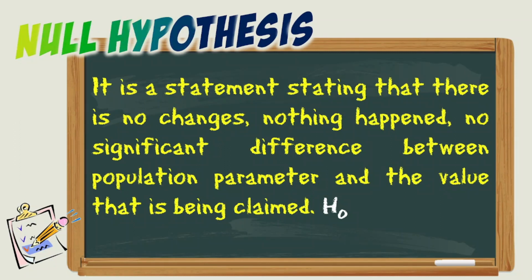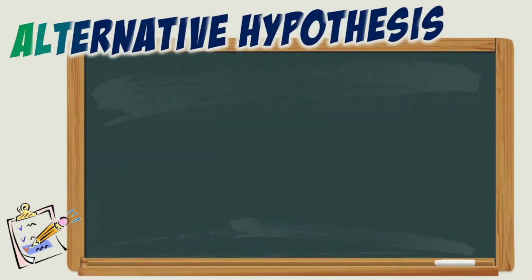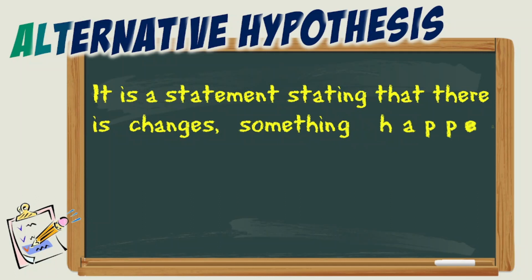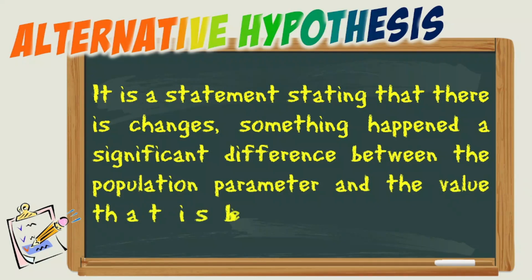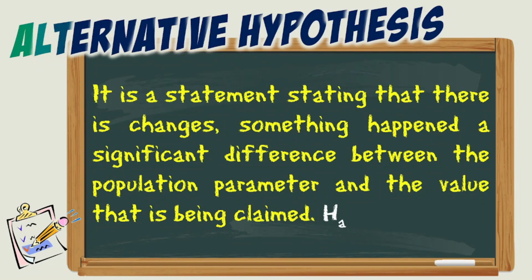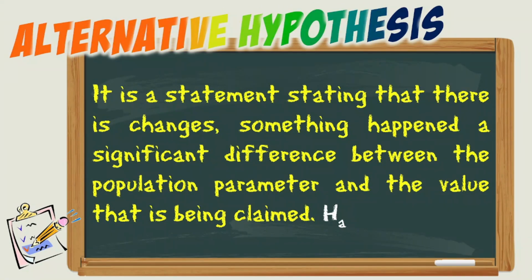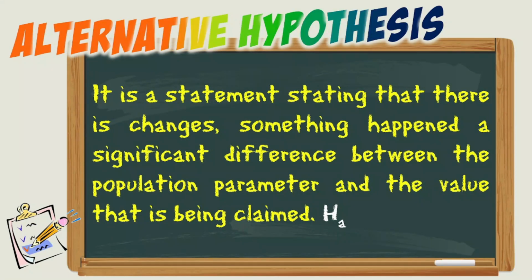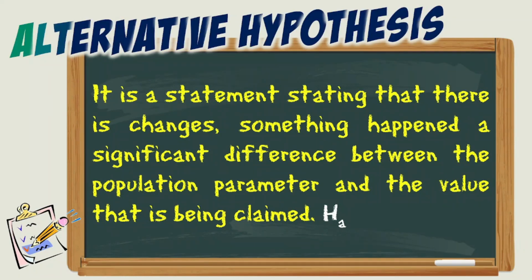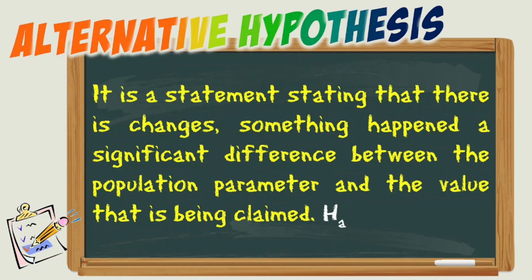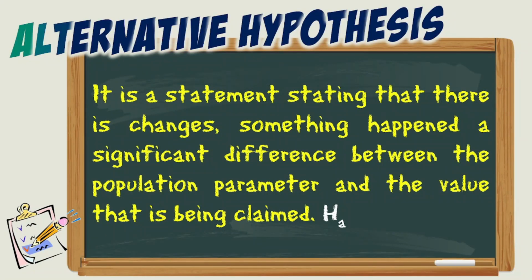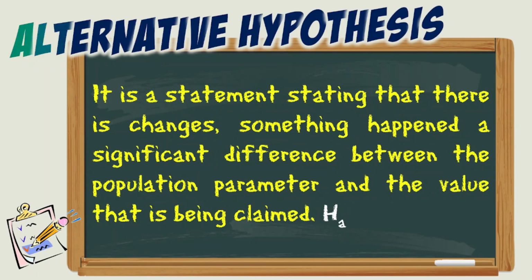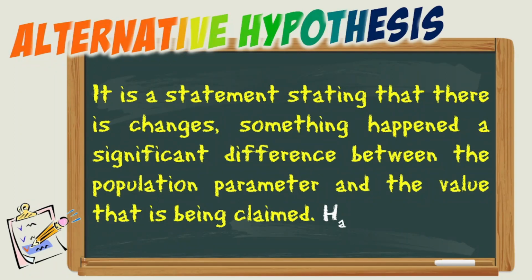And then, we have the second one, which is alternative hypothesis. When you say alternative hypothesis, it is a statement stating that there is a change, something happened, a significant difference between the population parameter and the value that is being claimed. So ibig sabihin, alternative hypothesis, it contradicts the null hypothesis. Ibig sabihin, pag sinabi na null hypothesis na there is no significant difference, sasabihin naman ng alternative hypothesis that there is a significant difference. So, the symbol for alternative hypothesis is H sub A.